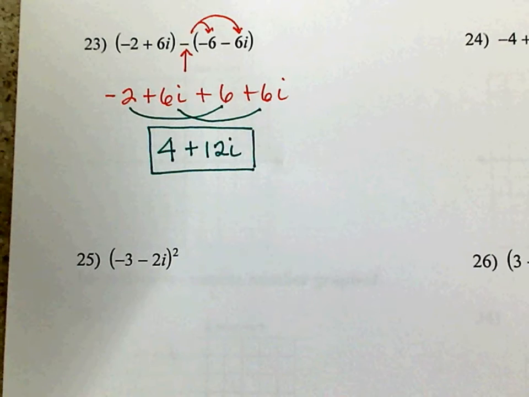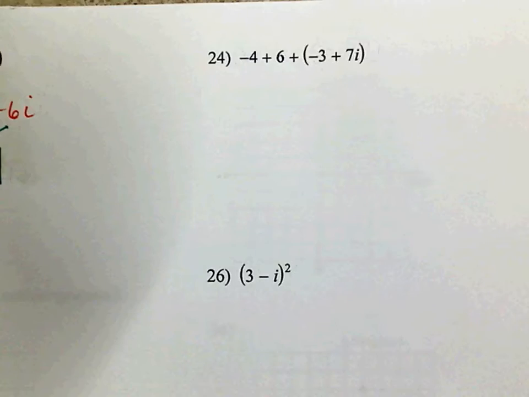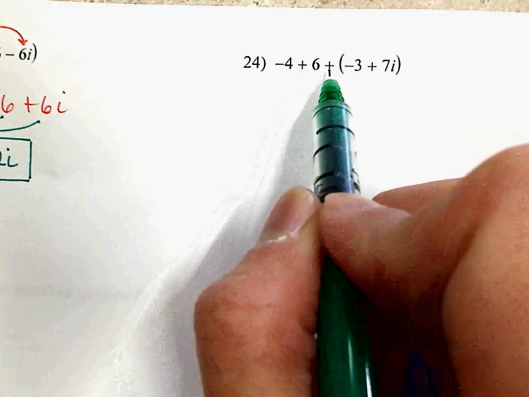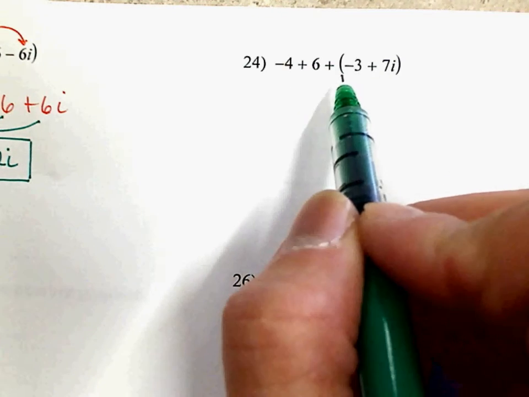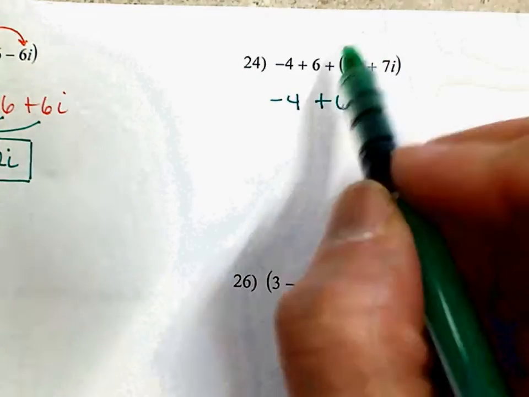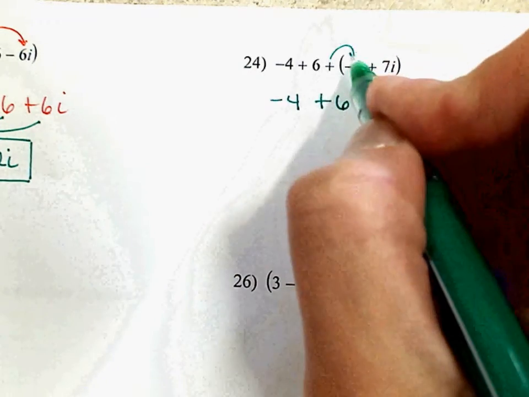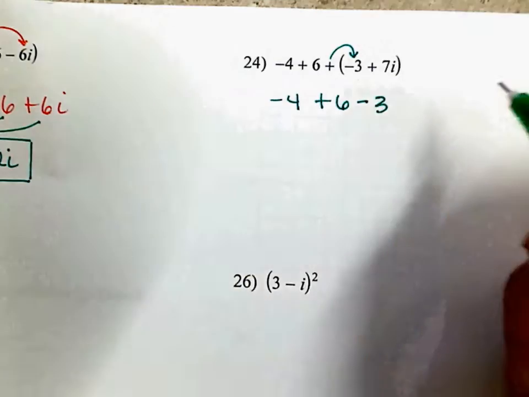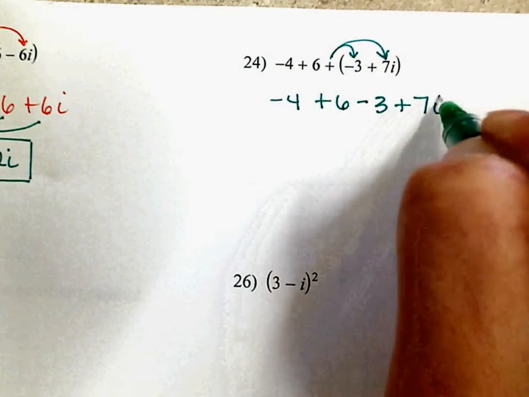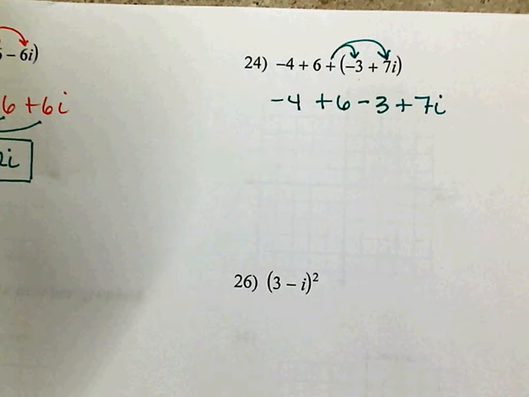Number 24. All right, let's look at the whole problem. What do you guys see between each one of these? Pluses and minuses, right? Here we go. So negative 4 plus 6. What's a positive times a negative? Negative. What's a positive times a positive 7i? Plus 7i. Now what do you see that I could put together?